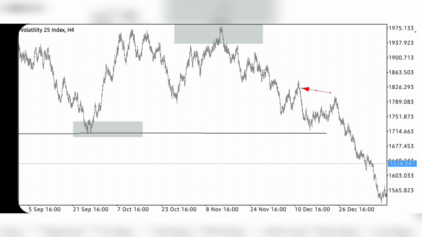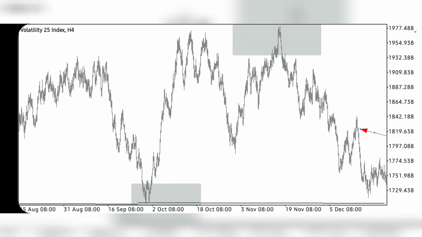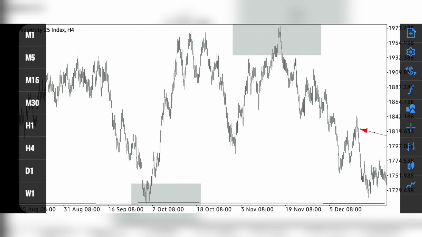Okay, are we in a downtrend? Are we in an uptrend? That is what the structure range is going to do for you, being able to identify the move of the market.